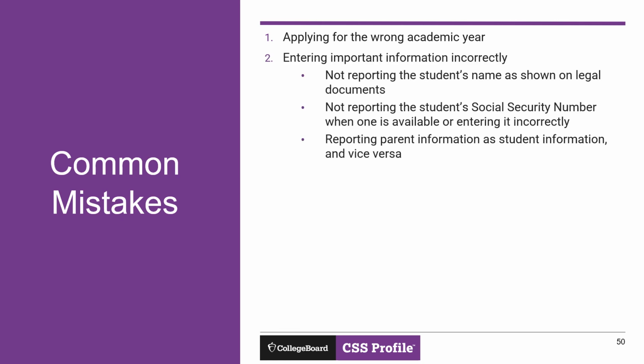Entering important information incorrectly. Make certain you report the student's name and social security number correctly. Both of these are really important. And be careful about reporting parent information in a student section and vice versa. If the parent duplicates their income by reporting it in both the parent's and the student's income section, it can make the family look financially stronger than is the case.